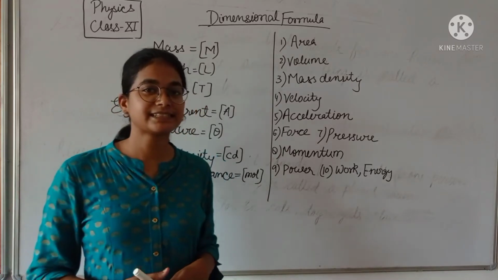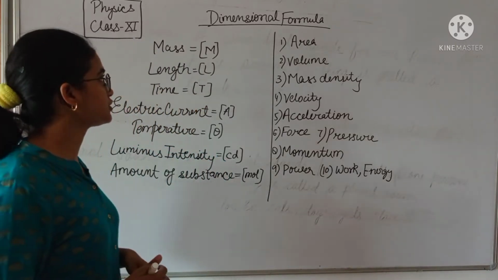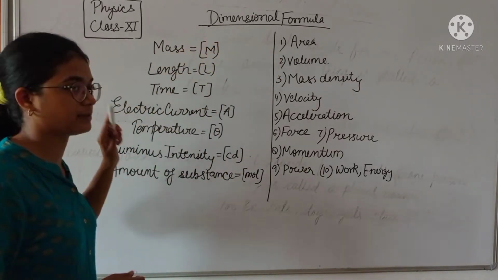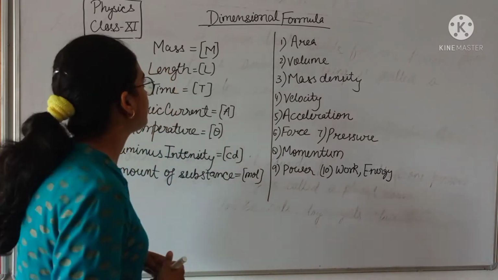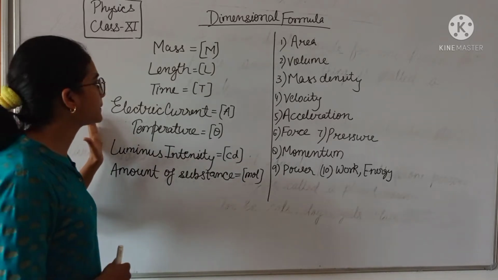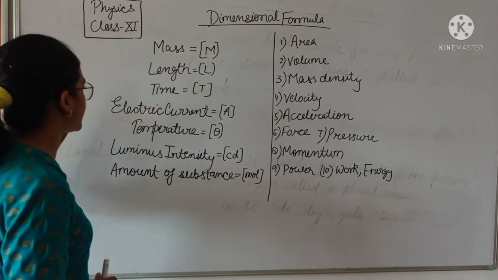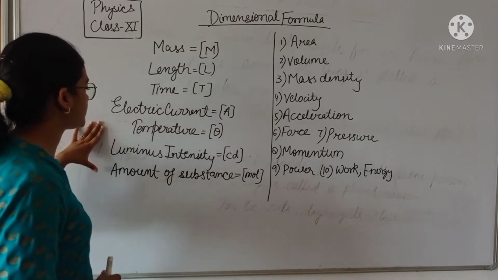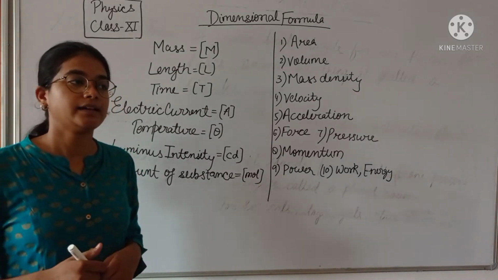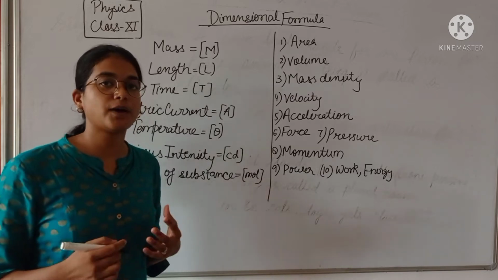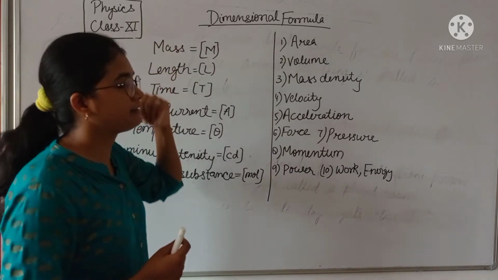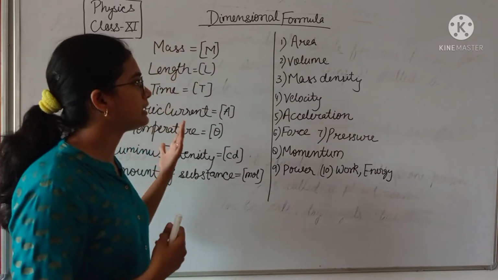Good morning friends, this is Kriti Keshri and today I am going to teach you about dimensional formula, which is a topic of class 11. So what is dimensional formula? You know there are 7 physical quantities: mass, length, time, electric current, temperature, luminous intensity and amount of substance. In the previous video we learned about their units, and now we are going to learn how we can calculate the dimensional formula of each physical quantity.